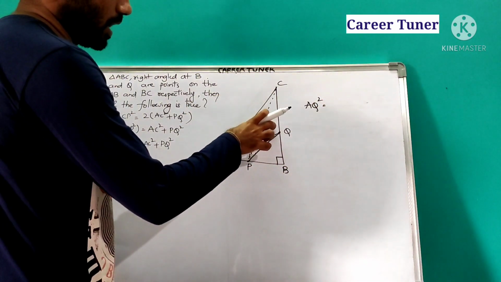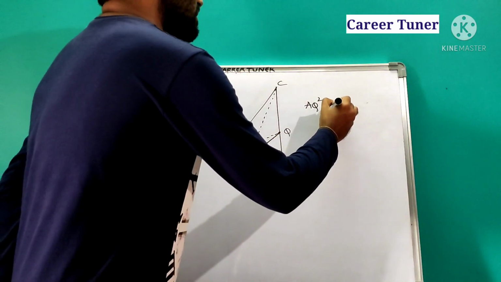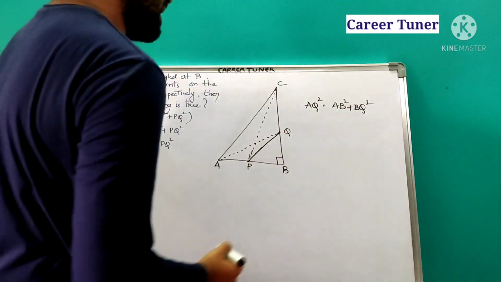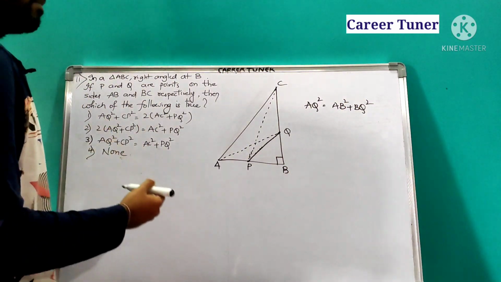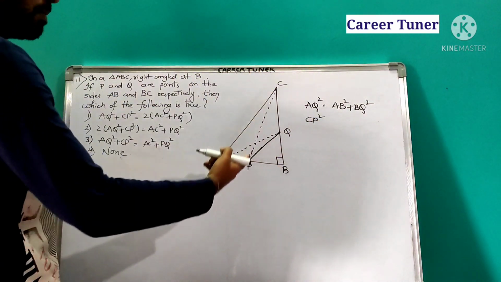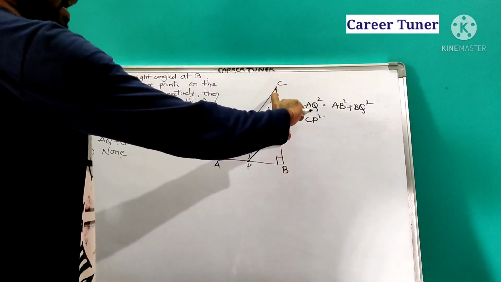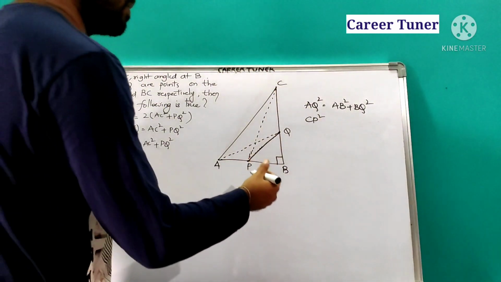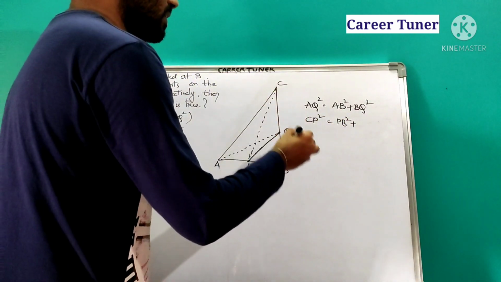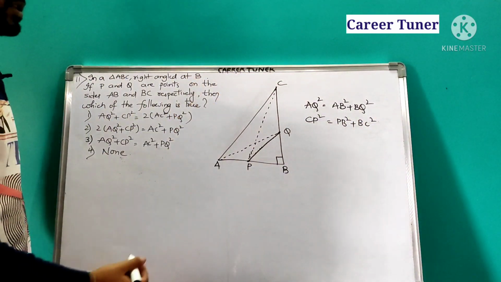So AQ square is nothing but the hypotenuse. So base square plus perpendicular square, that is AB square plus BQ square. And next we have CP square. What is CP square? CP square is also a hypotenuse. CP square is equal to base square plus height or perpendicular square. So what is the base? PB square plus perpendicular, which is BC square. Now everywhere there is an addition, so here also we are going to add.